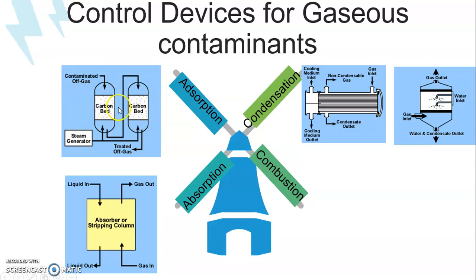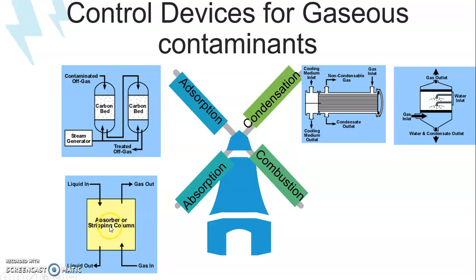This is an example of adsorption, where they use a carbon bed and a steam generator. The contaminated gas comes through the carbon bed and it will be adsorbed, and then it will continue to exit. In the diagram, the beds are actually in series.